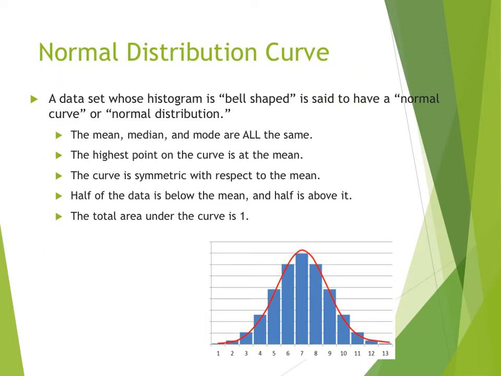A data set whose histogram is bell-shaped is said to have a normal curve or normal distribution. The mean, median, and mode are all the same, which means it's in the middle. The highest point of the curve is at the mean. The curve is symmetric with respect to the mean, meaning if I fold this curve in half, it would be the same on both sides. Half of the data is below the mean and half is above, and the total area under the curve is 1. And here you can see a picture at the bottom.